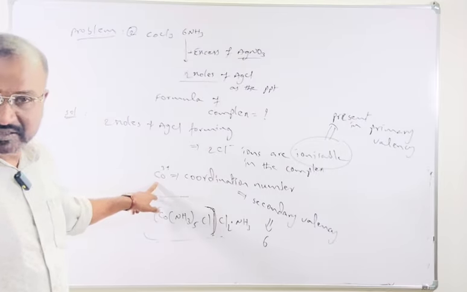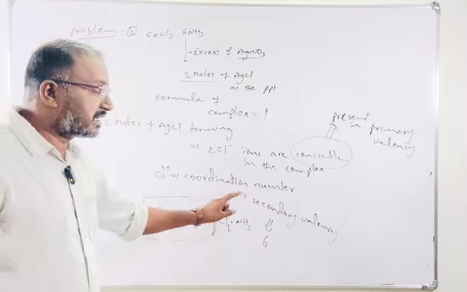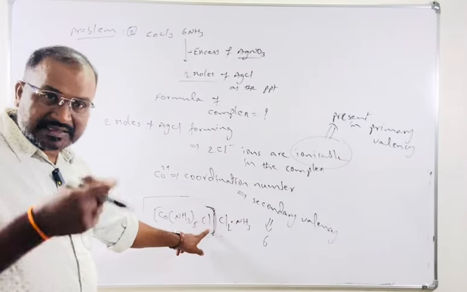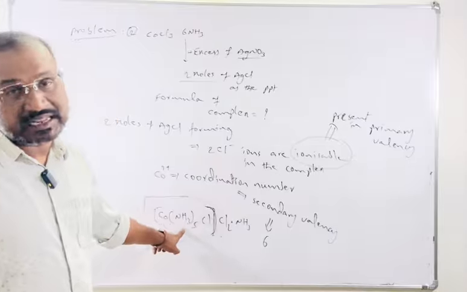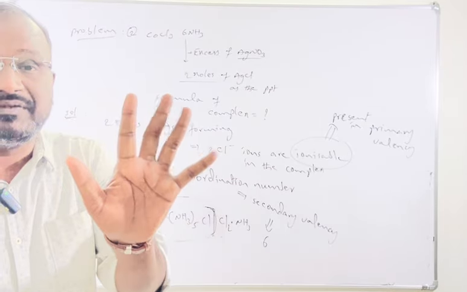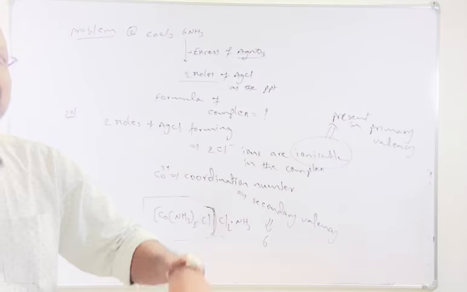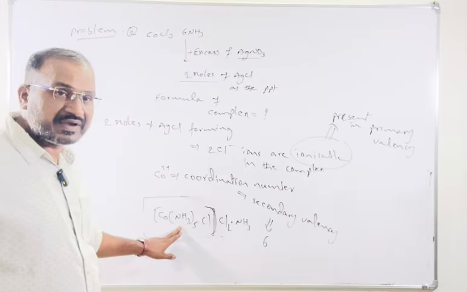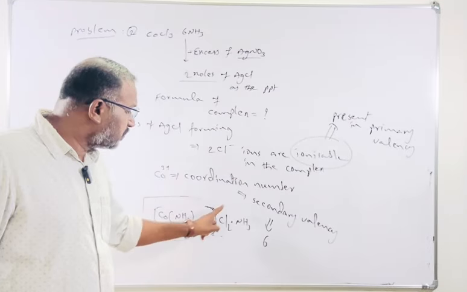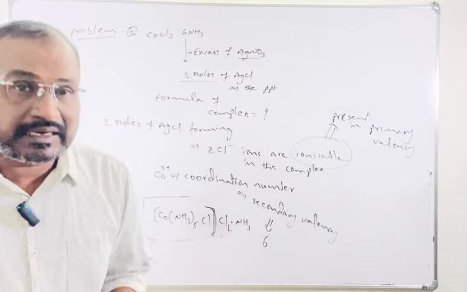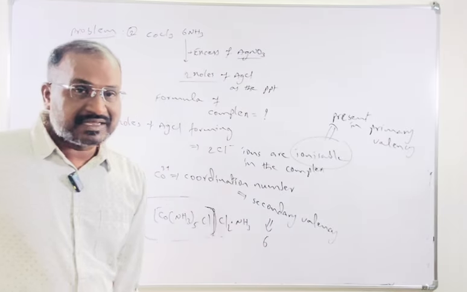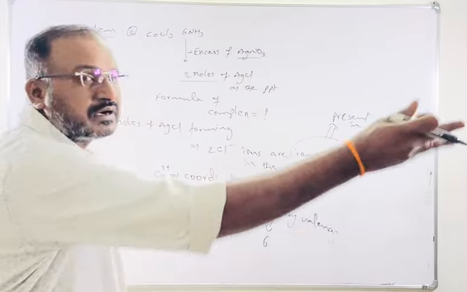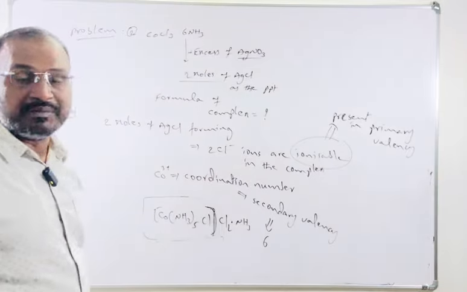Then in this complex, the cobalt coordination number is 6, means the secondary valency is 6. So we need to write 6 ligands inside the complex. 1 chloride is inside, so only 5 ammonia are present as ligands inside the complex. Why? Because 1 chlorine is already inside the complex, forming 1 dative bond, and it is also acting as 1 ligand. So the remaining 5 ligands we require. 1 more extra NH3 is present outside as ammoniated. Like this, the formula of the complex is [Co(NH3)5Cl]Cl2·NH3. Like this, problem number 2 will be there.